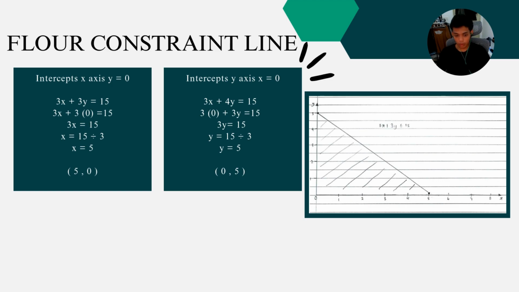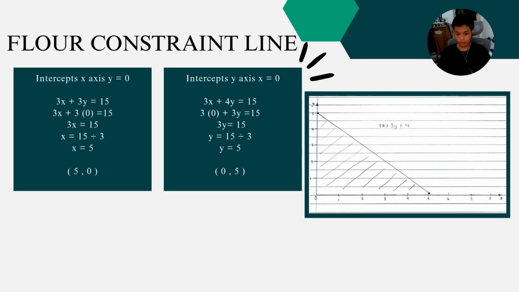On the right box, we solve for the y-intercept by setting x equal to 0. Substitute x equals 0 in the equation. So we get 3 times 0 plus 3y equals 15. 3y equals 15 and we get y as 5. So the y-intercept is at (0, 5).